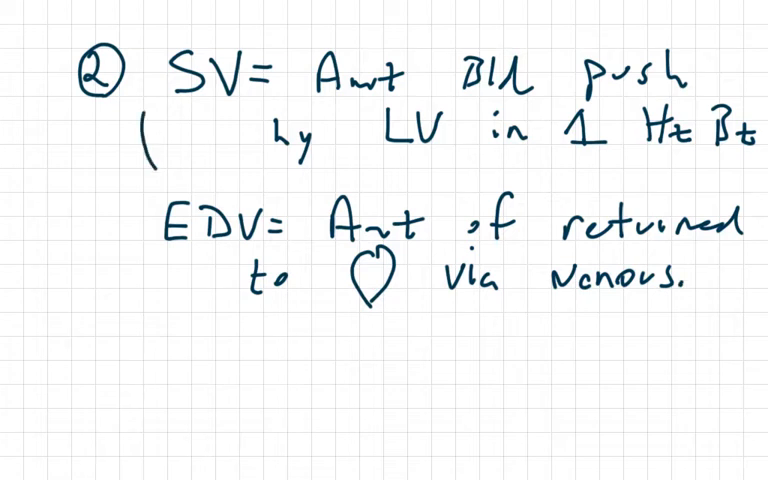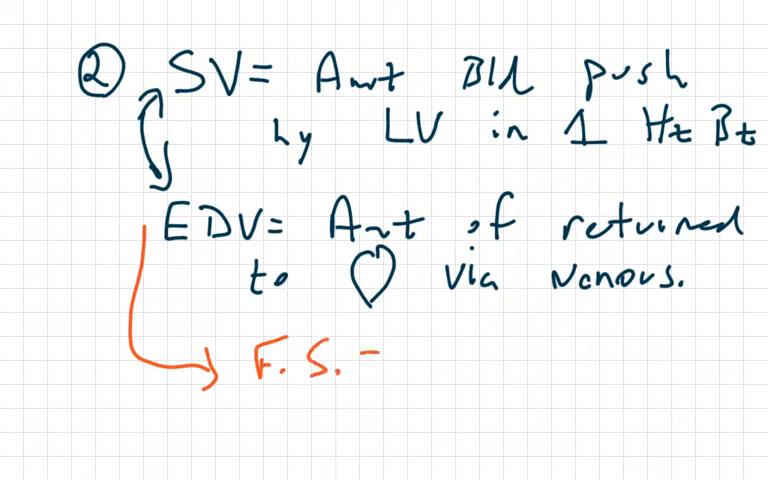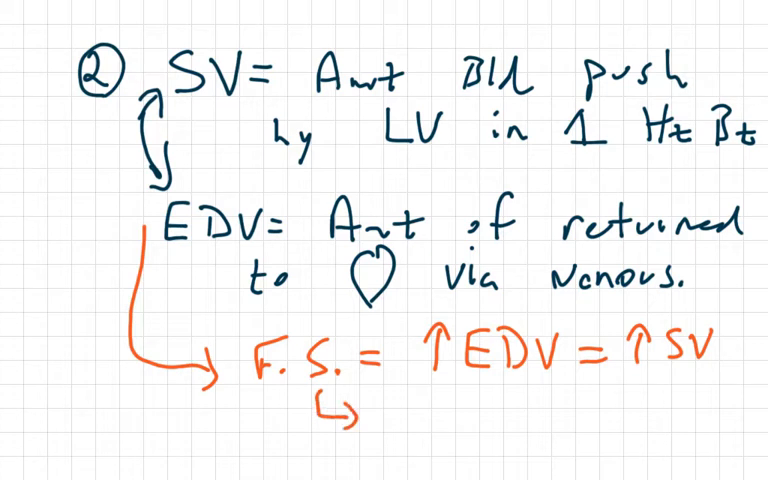Now, these two are highly interrelated, right? And what we said, through the Frank-Starling mechanism, is an increase in EDV will cause an increase in stroke volume. And this is due to increased contractility of the heart.